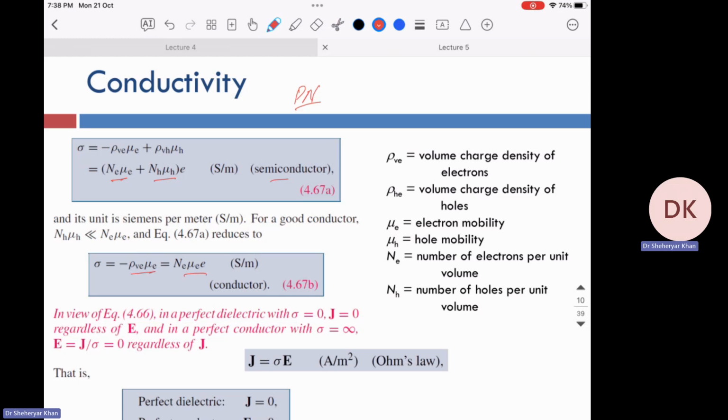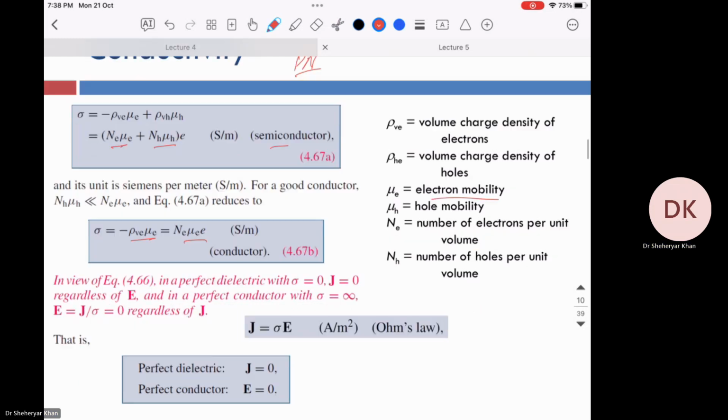We can only have one at a time. So we can say that those are equal to n, mu, and e, right? E is the charge, and mu e is the mobility. That mobility again depends upon the structure of that material itself, right? How many free electrons, and then how it polarizes to the external electric field. And n is the number.